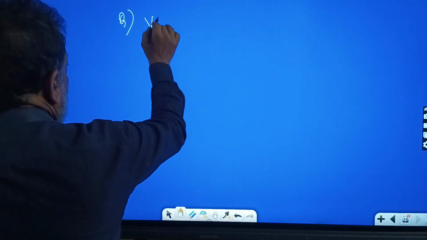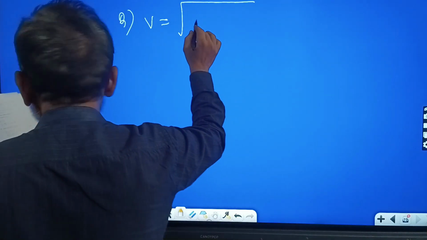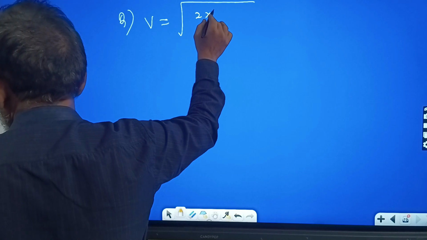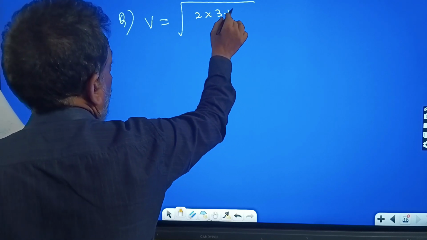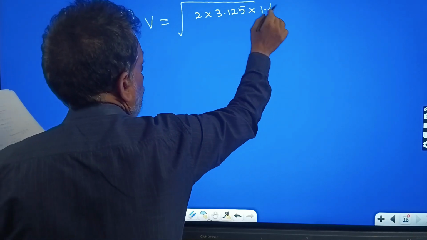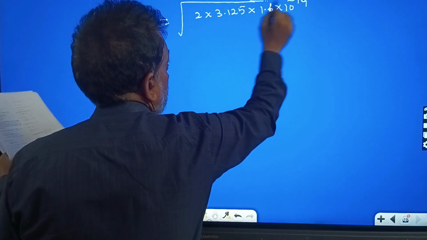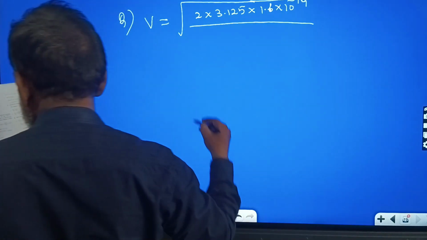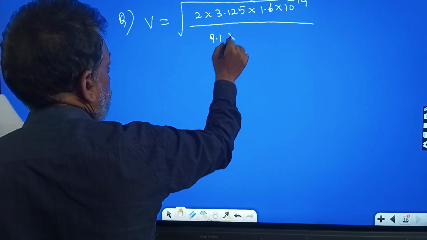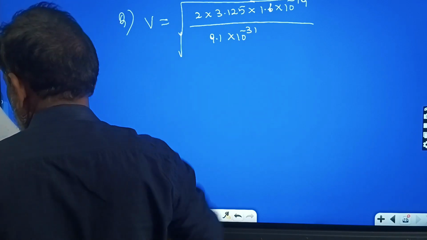Whatever it is, v is equal to velocity, square root of 2 into 3.125 into 1.6 into 10 to the power of minus 19, whole divided by 9.1 into 10 to the power of minus 31. Please simplify and give the answer, please.